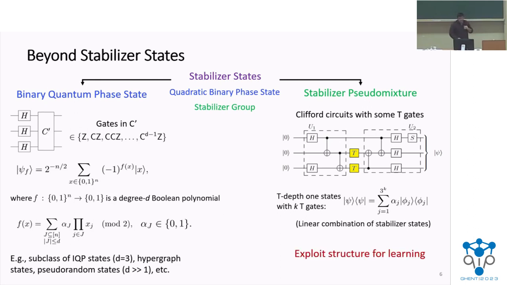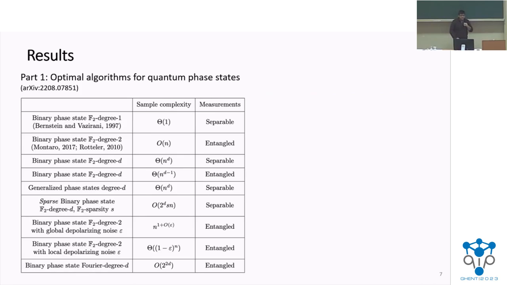So in the rest of the talk, I'll talk about how to learn these two types of states. In both cases, what we'll do is exploit the structure for learning. To give you the results that we have for the first part of the talk, we have extended some results of Bernstein and Vazirani, who talked about learning degree one states, and Montanaro and Osborne for degree two states, to the case of learning any F2 degree D. And we can do this in order of n^d samples if we have separable measurements, and order of n^(d-1) samples if we have entangled measurements.